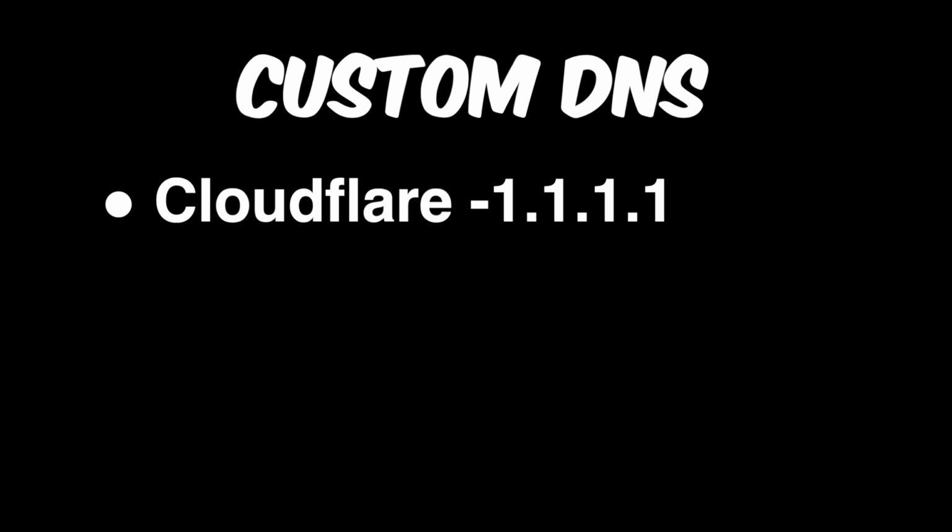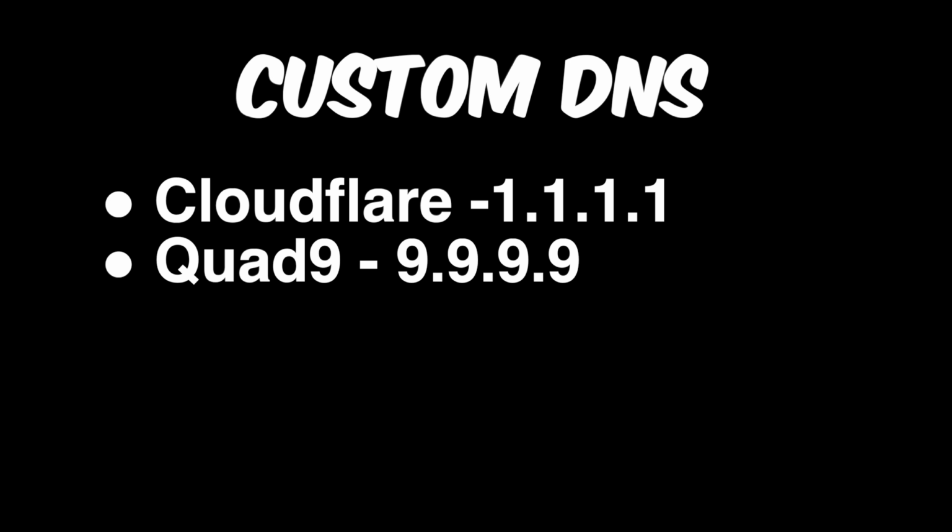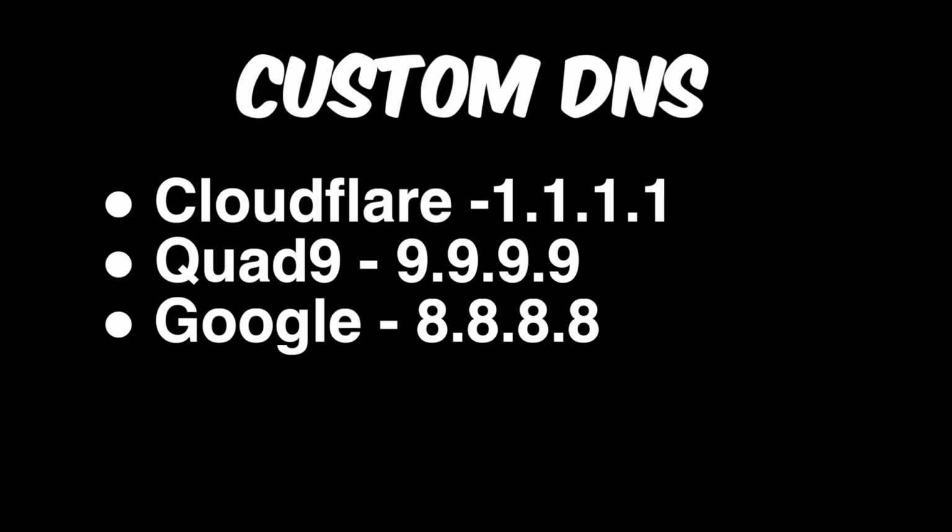First up is Cloudflare. Cloudflare is a content delivery network. It carries about 20% of the traffic on the internet. It touts speed and privacy as its major advantages. Next up is Quad9. They're big on privacy and security. And finally, we have Google. You might have heard of them.